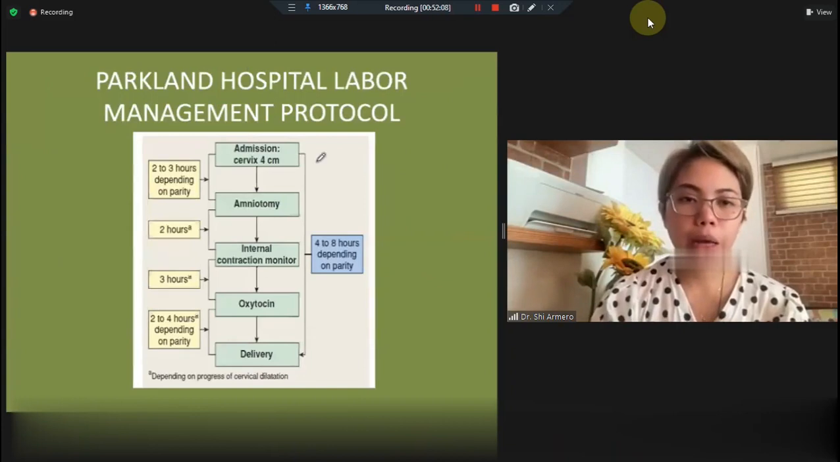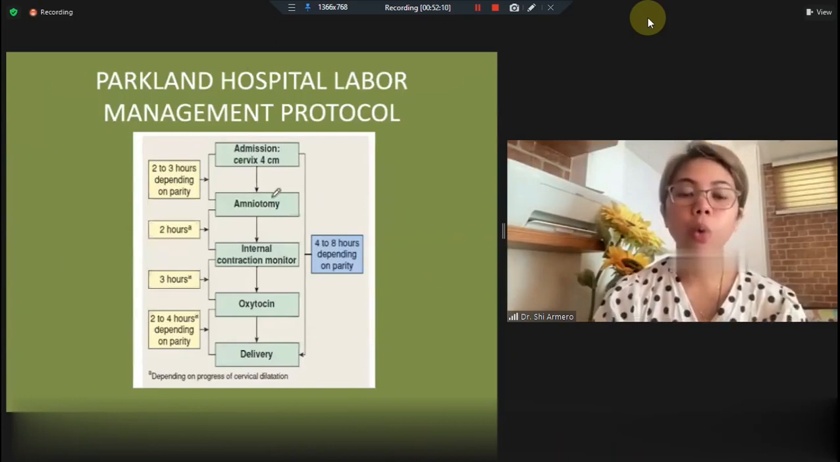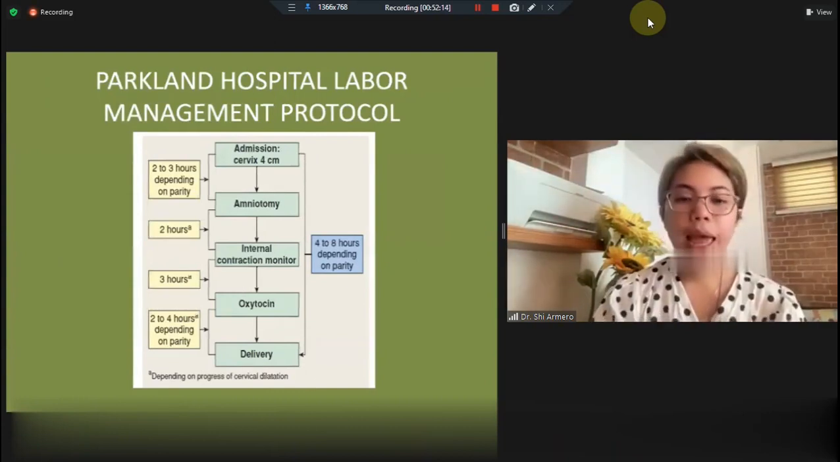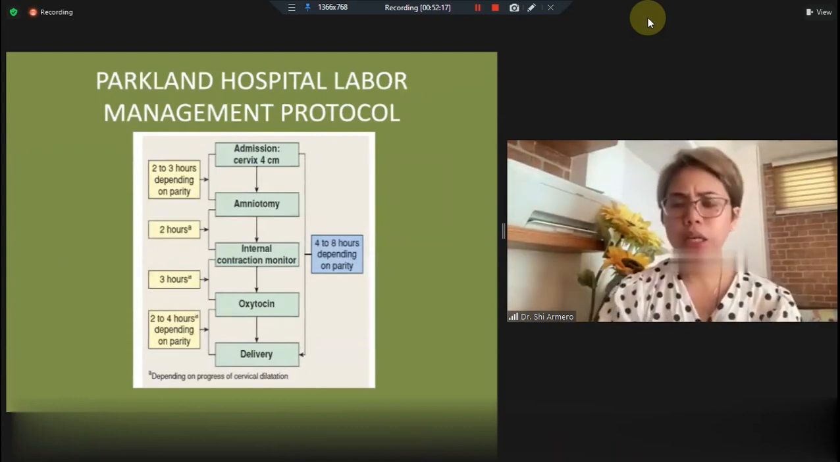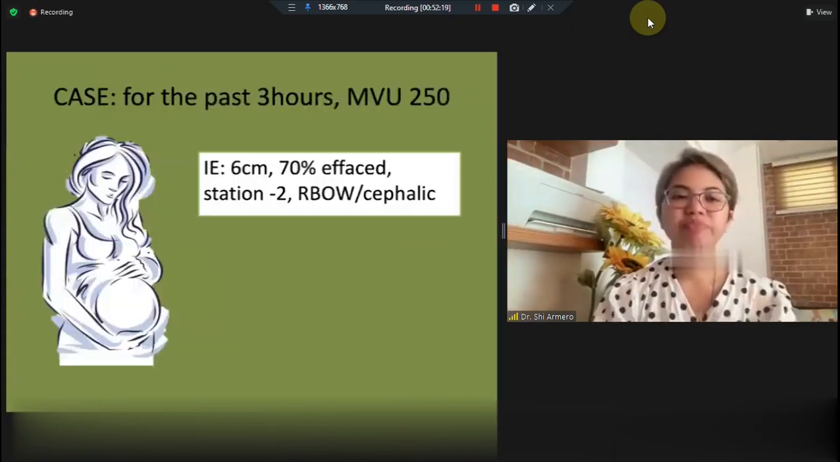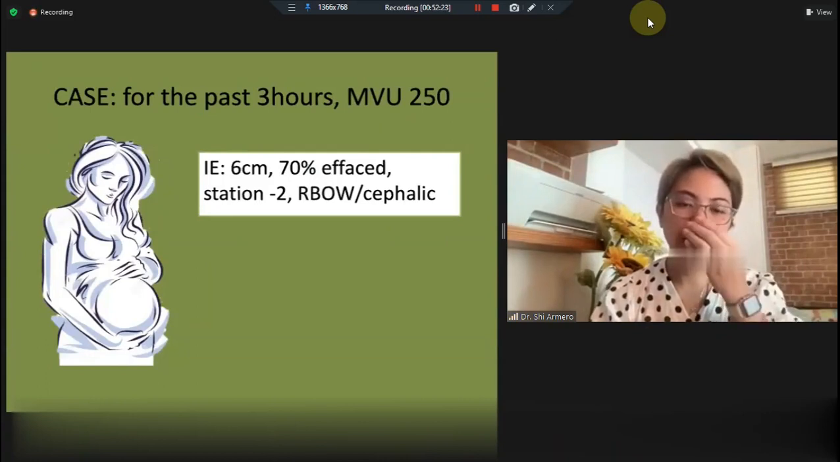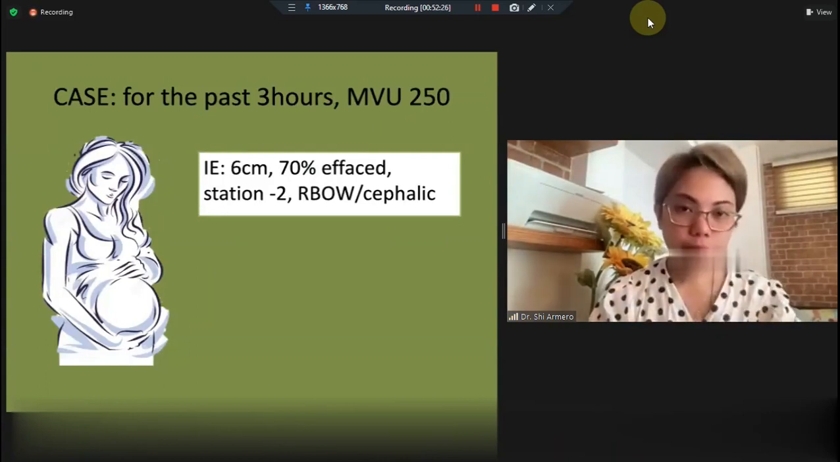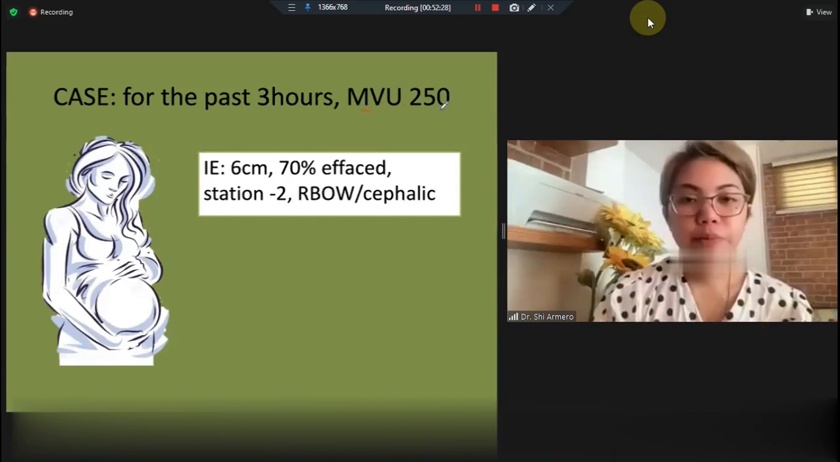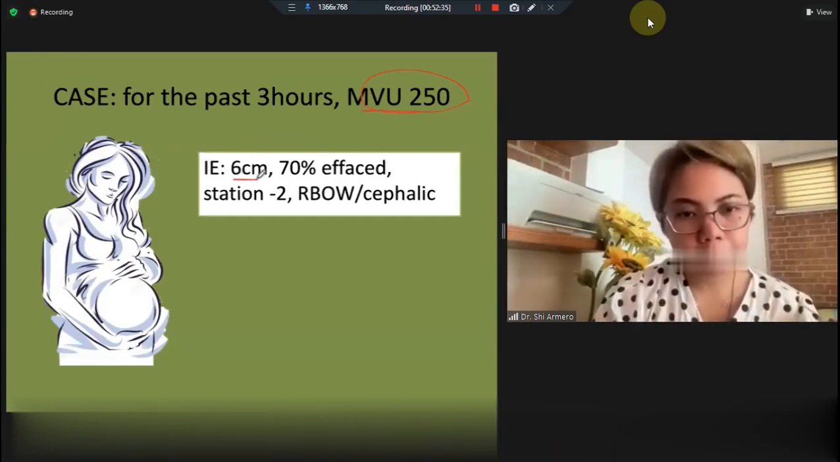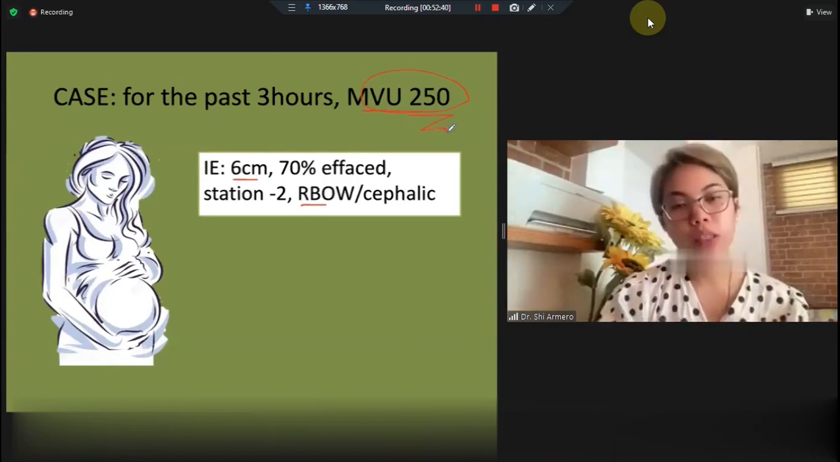Again, this is the management protocol from Parkland Hospital. Our goal is to shorten admission to delivery time. And it has not increased cesarean section rates naman. So, we did. Yun na, nag-rupture na. Nag-rupture na si DL. And MVU 250, 6 cm siya 3 hours ago. Pag IE mo ngayon, 6 cm pa din. Naka-rupture na. Adequate naman yung Montevideo kasi 250.